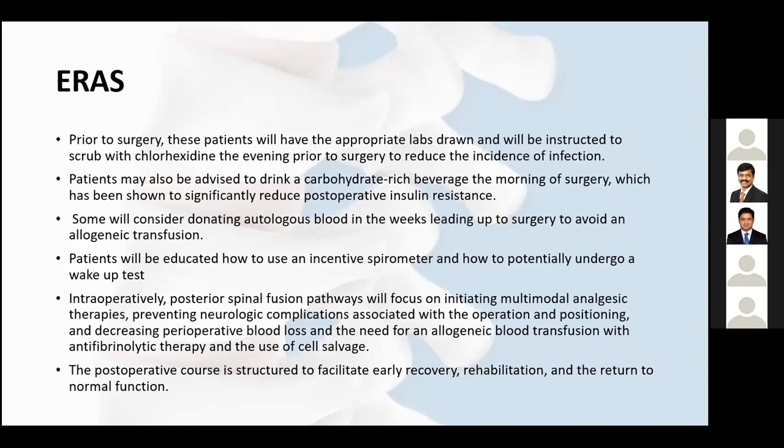Intraoperatively, the posterior spinal fusion pathways will focus on initiating multimodal analgesic therapies, preventing any neurological complications associated with the operation and positioning, and decreasing the perioperative blood loss and the need for any allogenic blood transfusion by using antifibrinolytic therapy and also using cell salvage. The postoperative course should be structured for early recovery and rehabilitation, and the patient should ideally return to normal function quickly. Okay, okay. Could you just summarize, Soumya, about the whole thing?